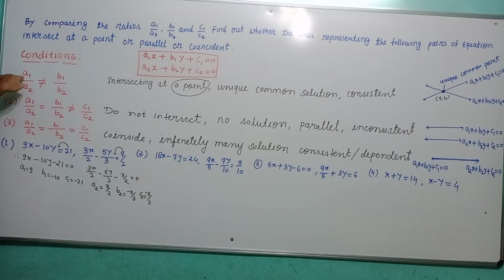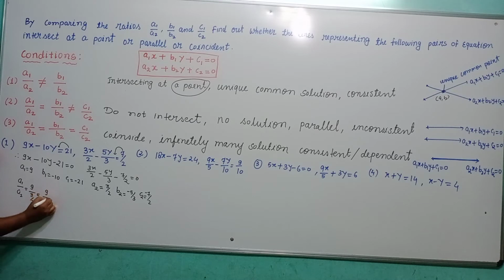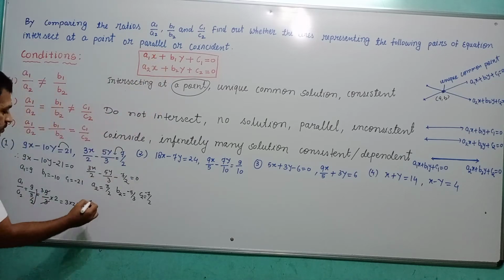Now first of all we will find out a1 by a2. The value of a1 is 9 and a2 is 3 by 2. So you can simplify this: 9 can be written as 9 by 3, and the 2 goes to the numerator. So 3 into 2, we are getting 6. The value of a1 by a2 is 6.